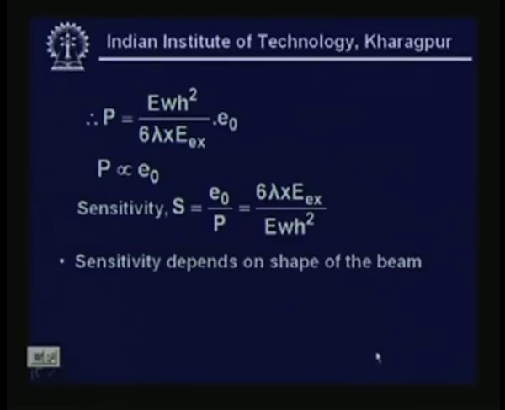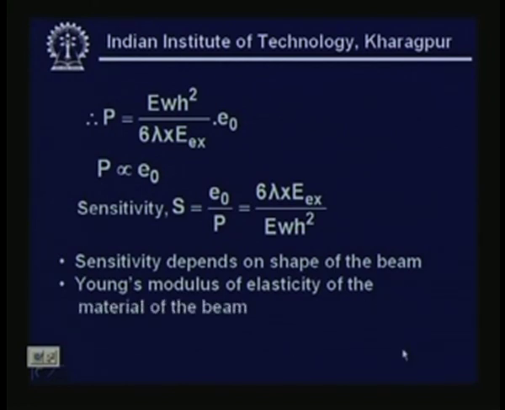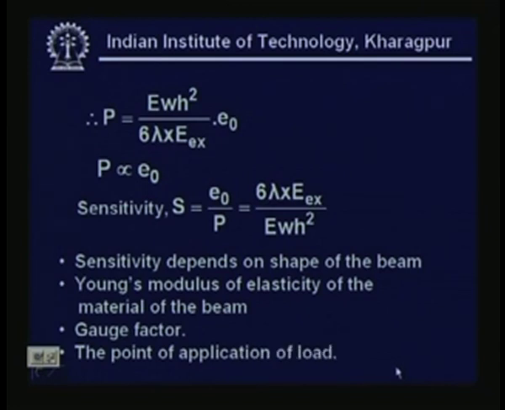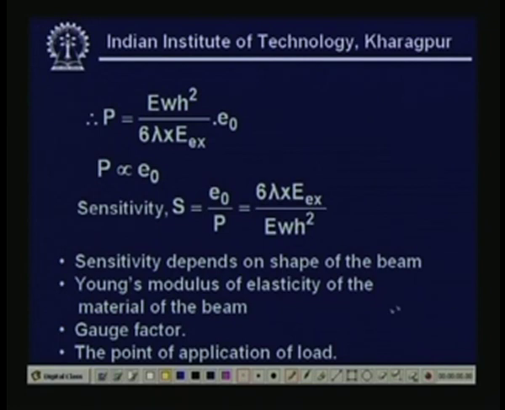Sensitivity depends on the shape of the beam, meaning W and H, the Young's modulus of elasticity of the material of the beam, the gauge factor, and the point of application of the load, because x is the point of application of the load. So it looks like this. You see, this is our x, this is lambda, this is WH.